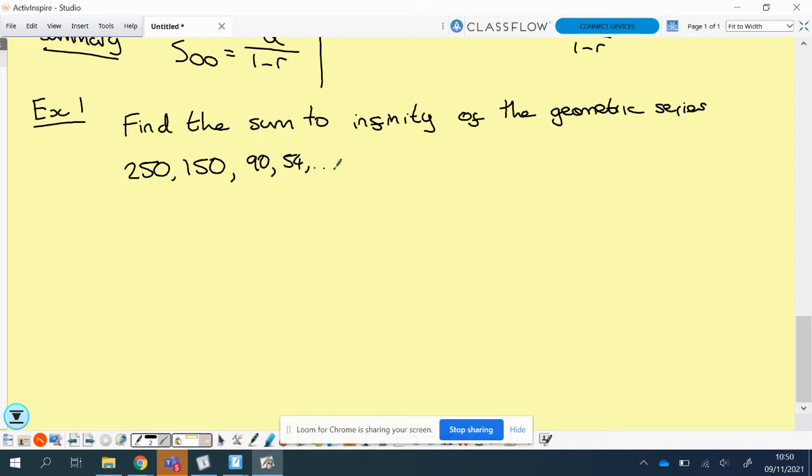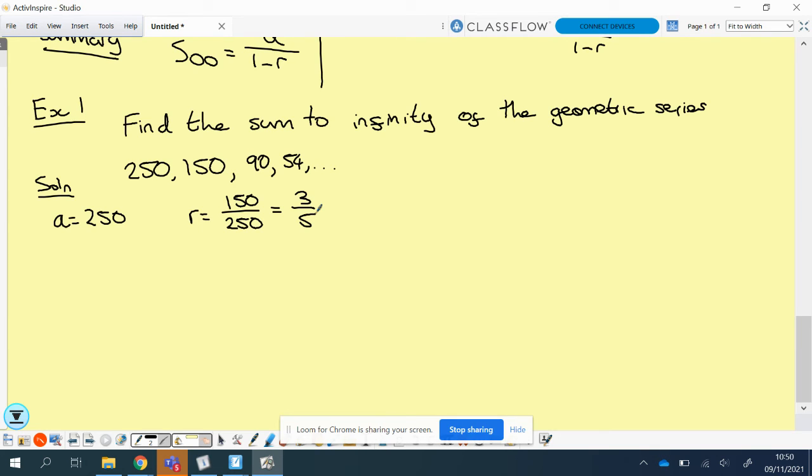So here, solution, sorry. First term a is 250, we can see that. We don't know what the ratio is, it's maybe a bit harder to spot. What you do is you divide consecutive terms to get that. So if we take the second term, which is 150, we'll divide that by 250. That works out the ratio that took me from the first term to the second term. Simplify that down: 3/5. So r is 3 over 5.